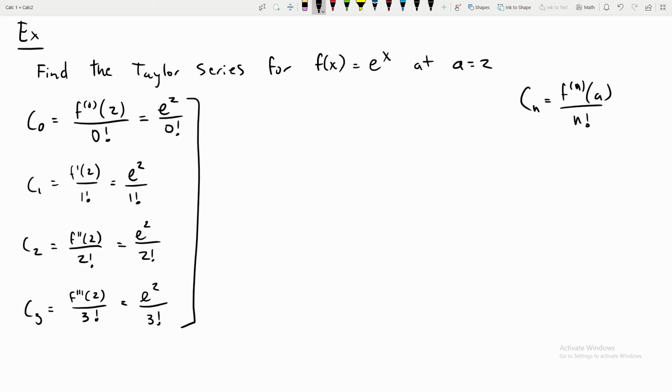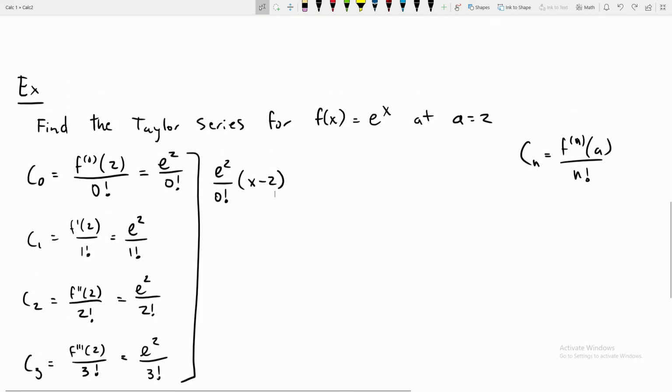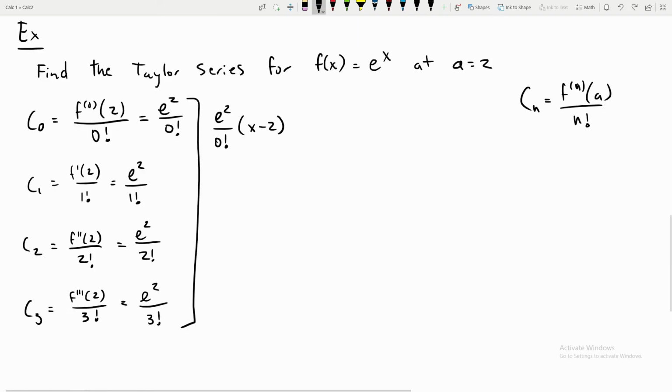So now if we write these terms all together, we are going to get e squared over 0 factorial. And then we want to do x minus a. In this case, a is 2, so we want to write x minus 2, and then to the power of n, so it'll be to the power of 0. Then we want to add on the c1. So c1 is e squared over 1 factorial. That's the coefficient. And then we want to do x minus 2 to the power of 1. Then we want to write the second coefficient, so c2. In this case, it'll be e squared over 2 factorial, and then it'll be x minus 2 squared.